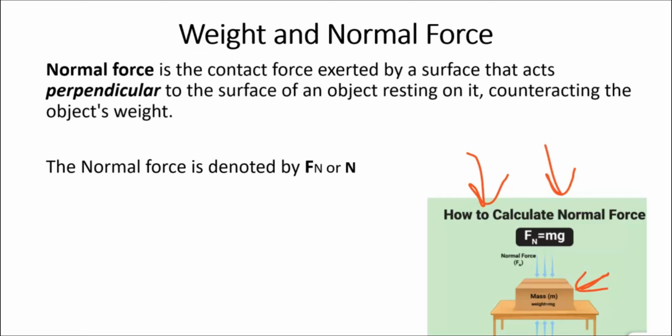This mass is resting on this table. This gravitational force is directly under this table. So it's perpendicular. It's just under the table, hitting up to the center of the object. So the normal force is in line with the gravitational force.